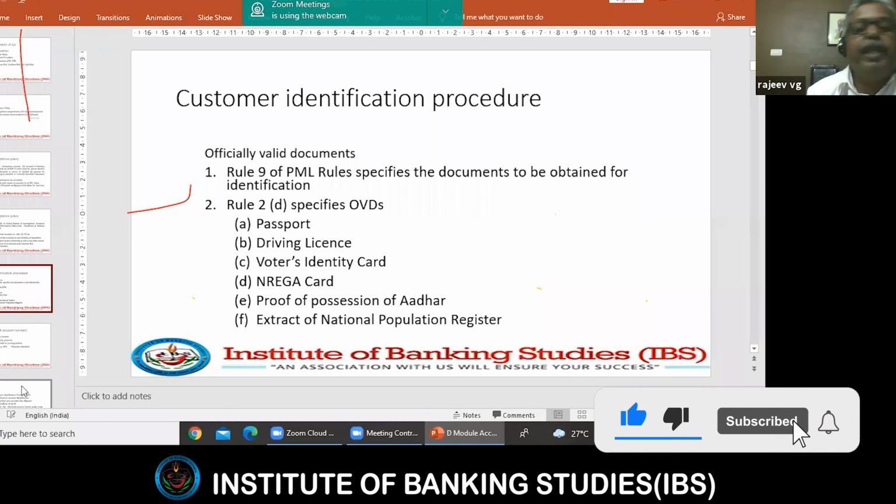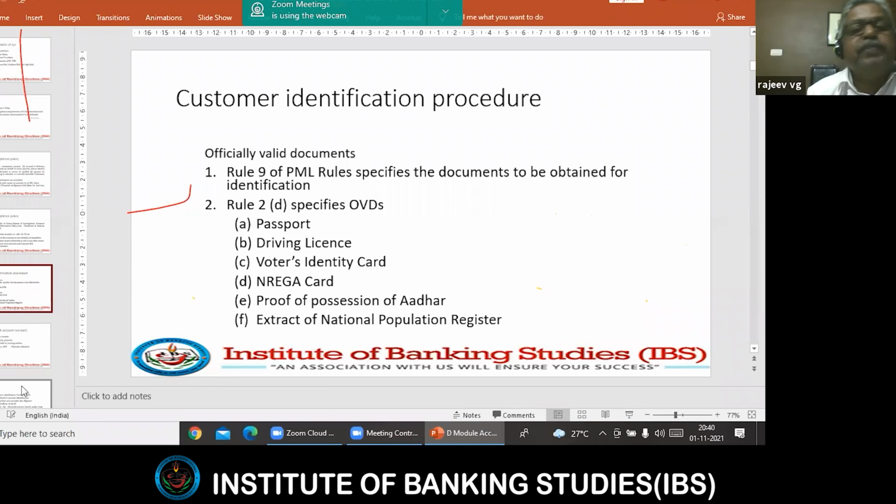Sometimes this OVD can be asked as a question, such as what is the expansion of OVD, with some options given. Officially valid document. So what is the definition of an officially valid document? Has RBI defined what items have to be in an officially valid document, what is required, what the specifications are?